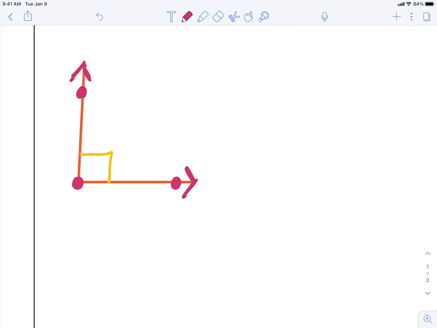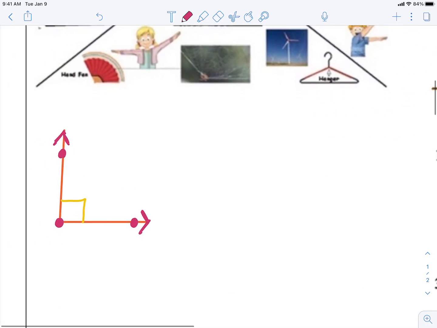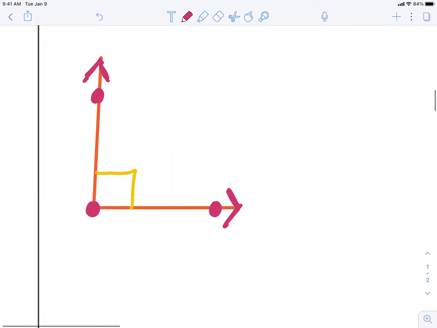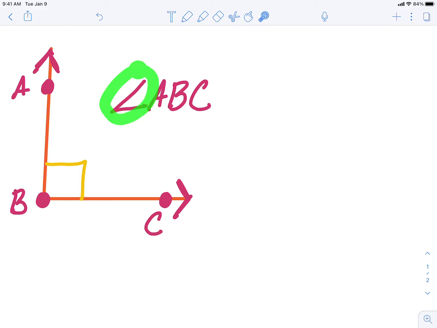And I can put 3 letters because remember, 3 points is equal to 3 letters. I can put 3 letters here, A, B, C, and I can call this, guys, angle ABC. This right here is the official symbol for angle. So this is angle ABC, right?